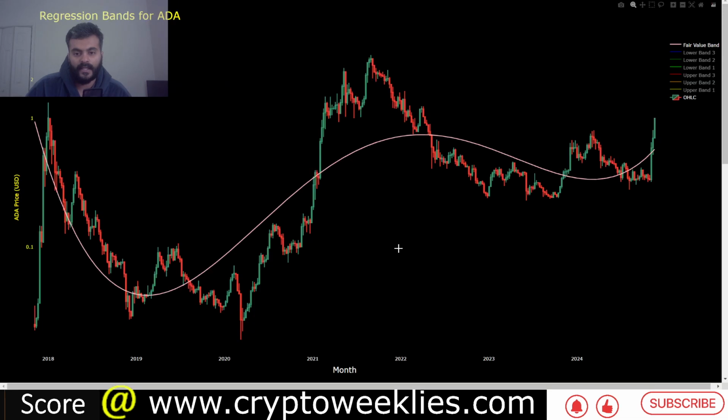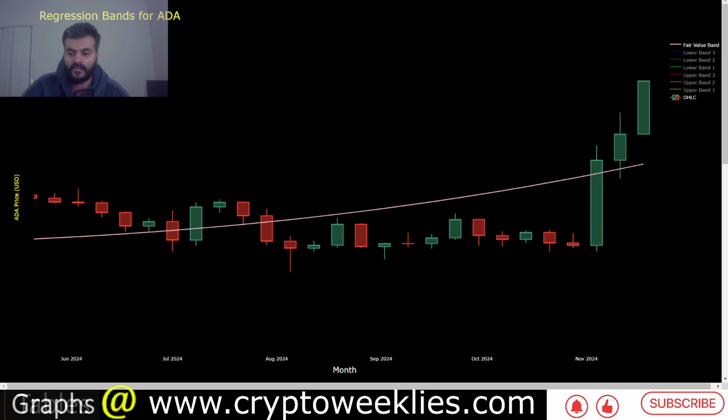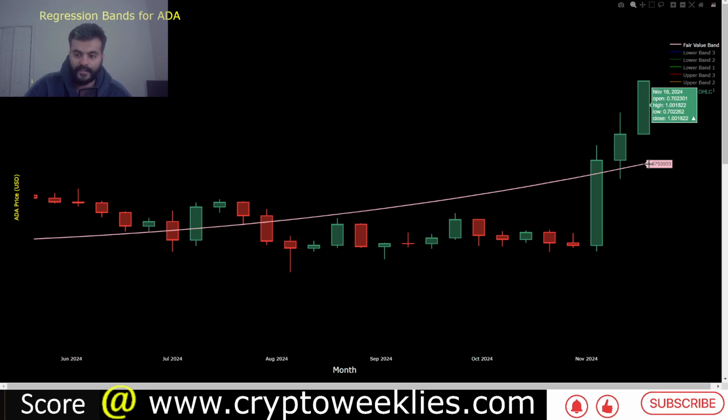The regression based analysis for ADA points to this: the polynomial regression based trend line shows that there has been an upswing in the regression function. That means typically the token is in a bull market. So right now the fair value for ADA per this function is at around 57 cents. The current weekly high is at around $1.